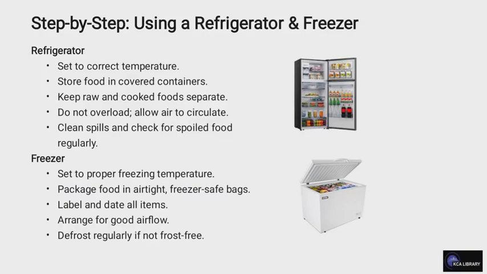How do we use the freezer and refrigerator? For a refrigerator, you set to the correct temperature. You store food in covered containers. You keep raw and cooked food separate. You do not overload the refrigerator. You allow air to circulate. Also, clean spills and check for spoiled food regularly.